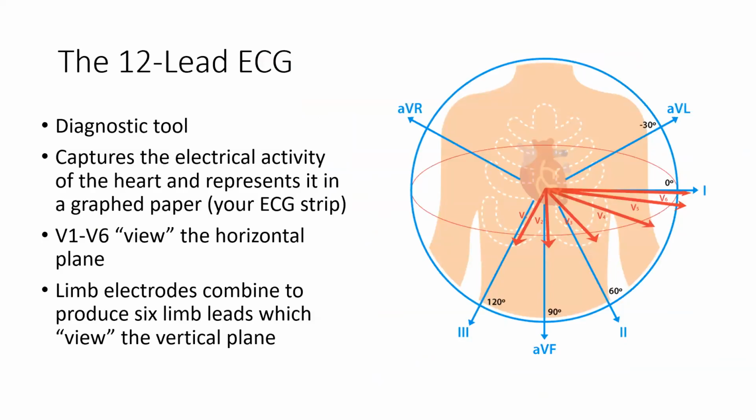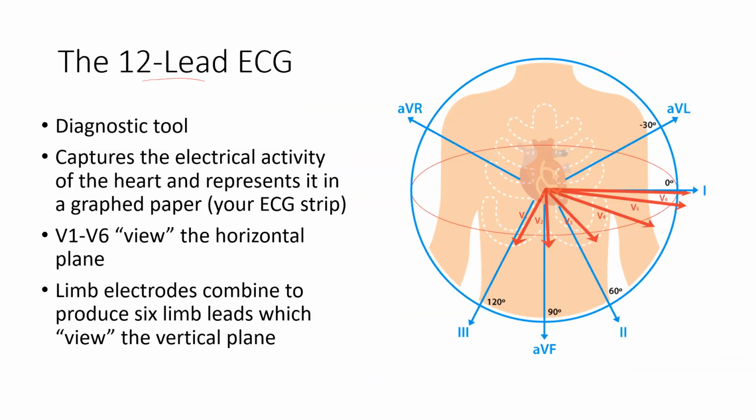So the 12 lead, again, this is mainly STEMIs, but your 12 lead is a diagnostic tool. We can use it to assess for signs of atrial fibrillation, ventricular tachycardia, all these different kinds of ECG presentations. We can use the 12 lead to get an idea of... And all it is doing is capturing the electrical activity of the heart, and we represent that with the graph paper. So your ECG, when you print it out, is really just looking at how the electrical system is working.